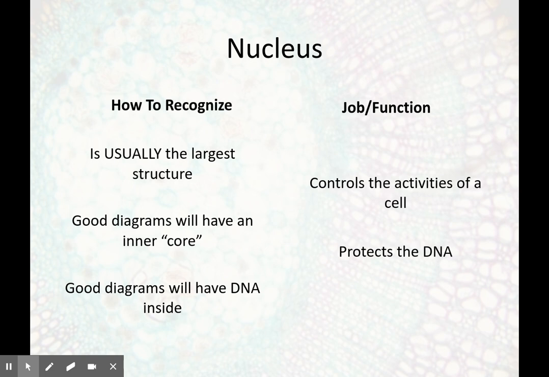The nucleus is the next thing that we have to recognize. It is usually the largest structure in most cells. We'll see later on that it's not always. Good diagrams will have kind of an inner core for the nucleus. And good diagrams will also have DNA inside. The job of the nucleus is to control everything. So think of it as like the brain of the cell. It's going to control all the activities of the cell, and it's got its own membrane to help protect the DNA and keep the DNA from getting damaged at all.